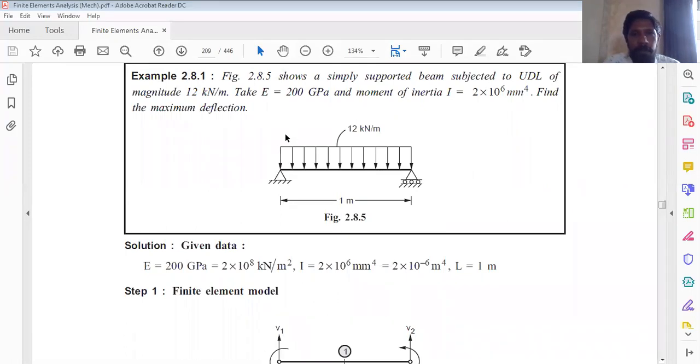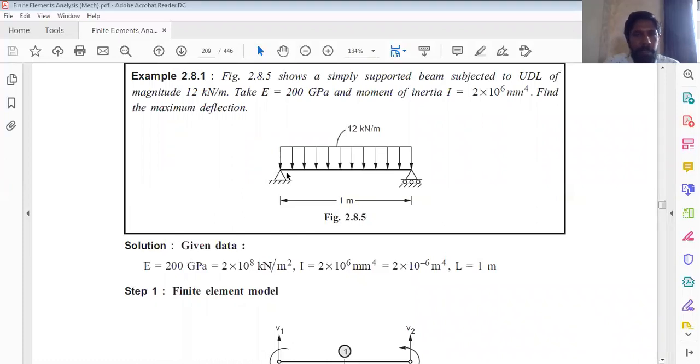In the first numerical, there is a simply supported beam having two supports and subjected to a UDL of intensity 12 kilonewton per meter for its entire length of 1 meter. The Young's modulus of the material of this beam is 200 GPa, and the moment of inertia I is equal to 2 into 10 to the power of 6 millimeter to the power of 4. It is asked to find the maximum deflection for the beam.